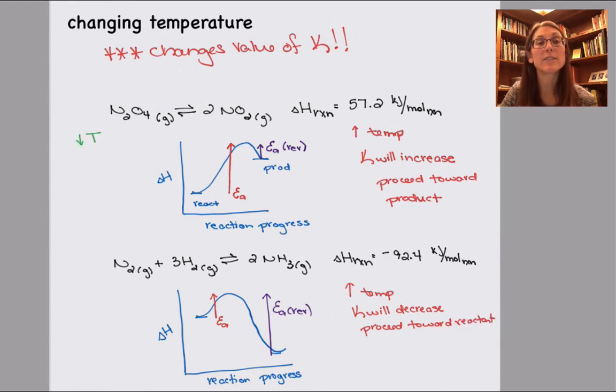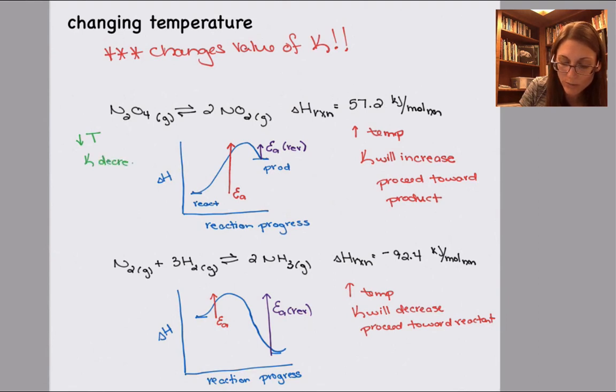Let's take a look at the effect of decreasing the temperature. So back up on this upper reaction here, if I were to decrease the temperature, it's going to be much, much harder for the reactants to make it over that hill. They won't have enough energy. So you'll have more reactants collecting. And that means that your K value is going to decrease.